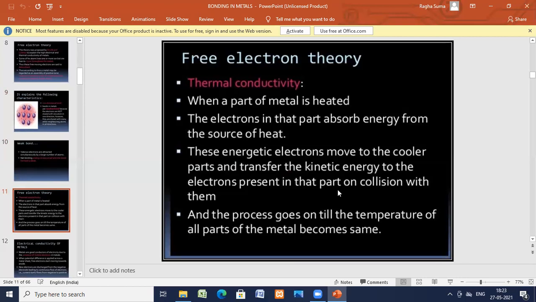The cooler parts gain energy on collisions. In this way, the temperature is completely transferred to the whole container, and it becomes the same temperature. The whole metal comes to the same temperature. So this is thermal conductivity.